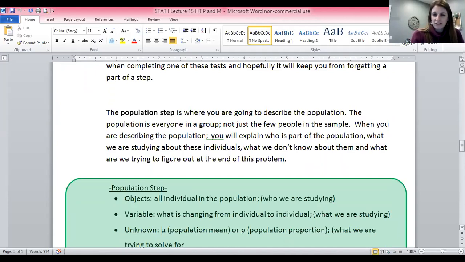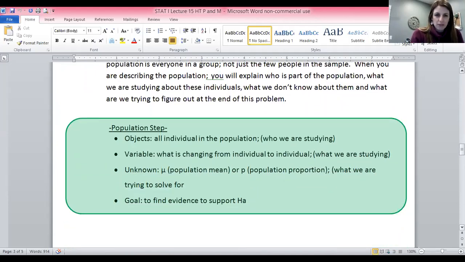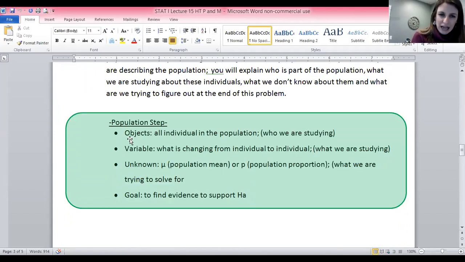So when we're looking at a 5-step process and we're talking about the population step, we're looking at the objects, variable, the unknown, and my goal. So these are the 4 parts under my population step. The objects are who we are studying. Now keep in mind, it's not always people, right? It's an object that we're studying. It could be computers, it could be an animal, it could be all different things. I want you to understand when I say individuals, I'm not saying people, because an individual, like one computer, might be an individual that we're studying. So the objects are all individuals in the population.